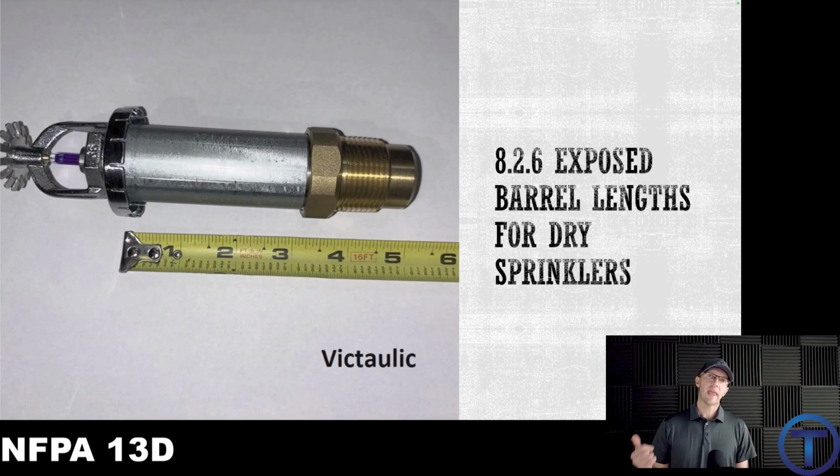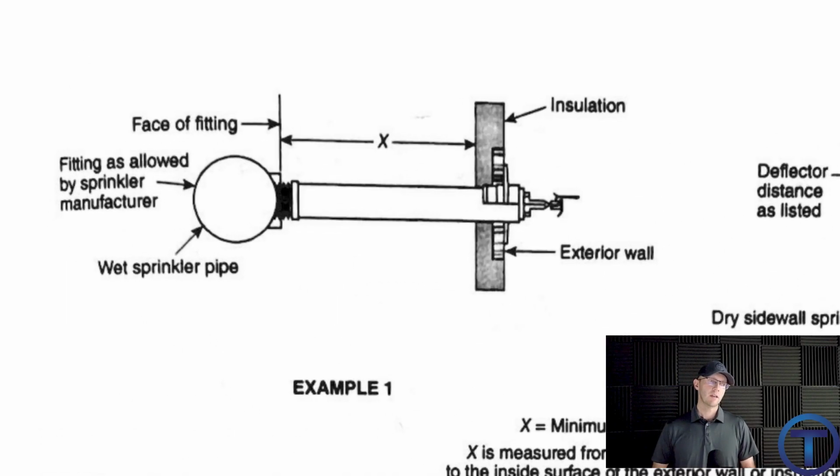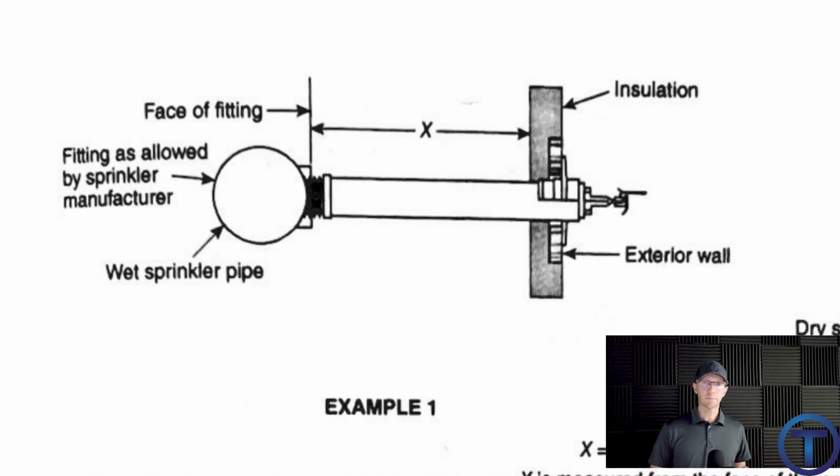Let's talk about 8.2.6 exposed barrel lengths for dry sprinklers. Now, this is a special type of sprinkler head that can be used to service an area that has low temperatures. We don't want to freeze out there and burst a head, but at the same time, we can deliver water from inside a warmer temperature space. Have a look at this figure. We have on the left the wet sprinkler pipe. So this has water in it all the time, ready to deliver.